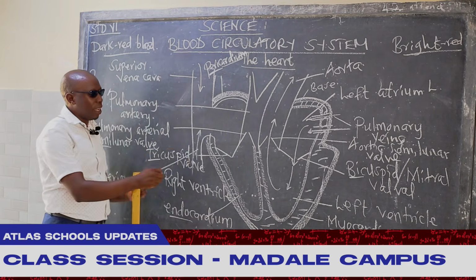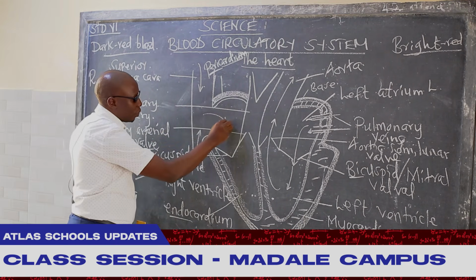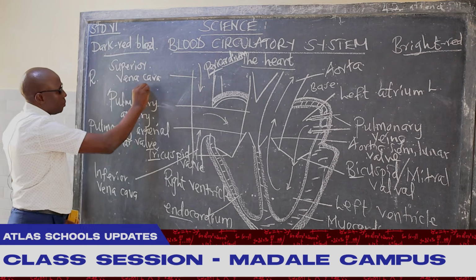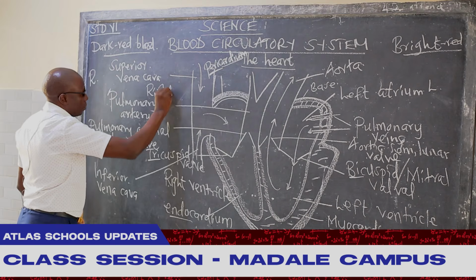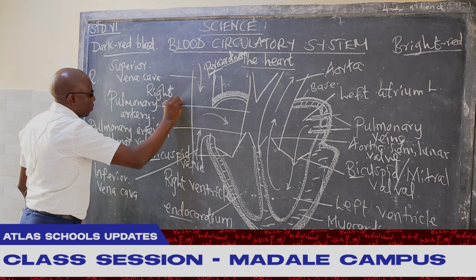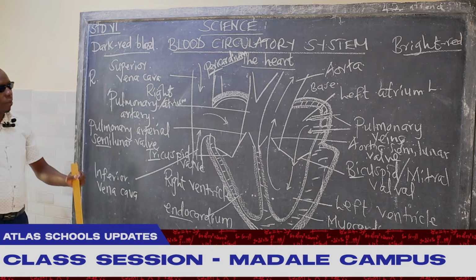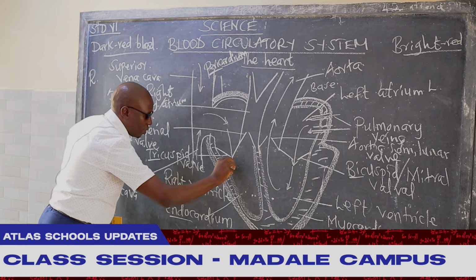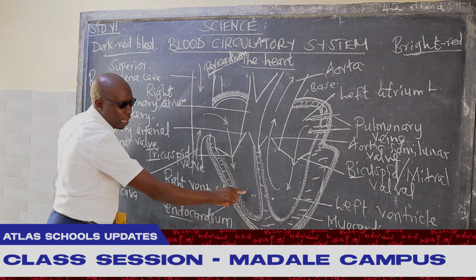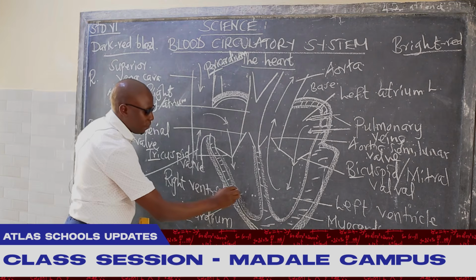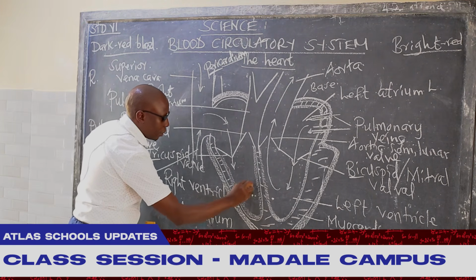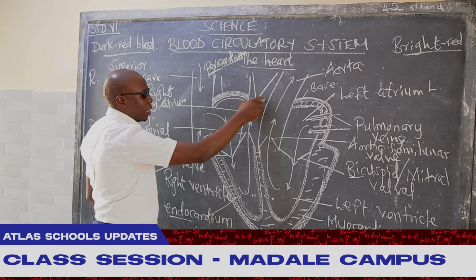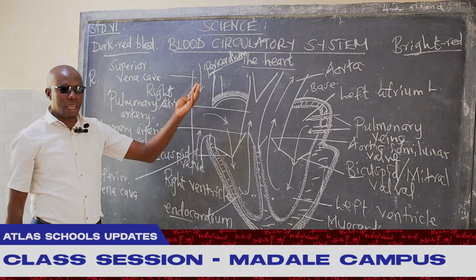Okay? Then the one from the head region, the trunk and the rest will come back to the heart through the superior vena cava, entering the heart through the right atrium, right? That is the right atrium. It gets in through the tricuspid valve into the right ventricle. From the right ventricle, it is pumped into the pulmonary arteries. Then the pulmonary arteries will take the blood to the lungs.